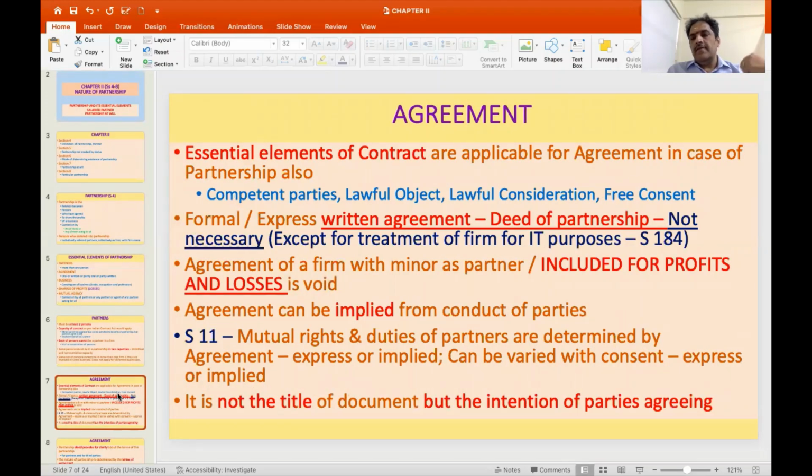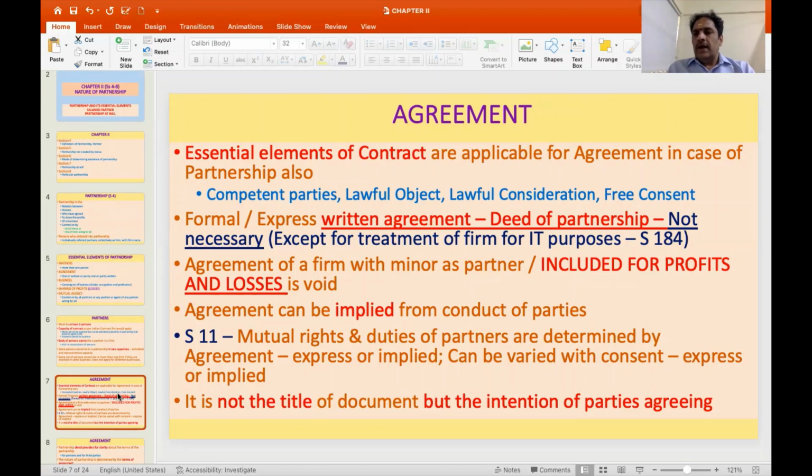Then the second essential element of a partnership is agreement. Agreement is in accordance with the Indian Contract Act, so you will have to look at what an agreement is and what essential elements of a contract need to be fulfilled even for a partnership contract, because partnership is a special or specific contract. So the essential elements of a contract to make the agreement enforceable should be there even in a partnership agreement.